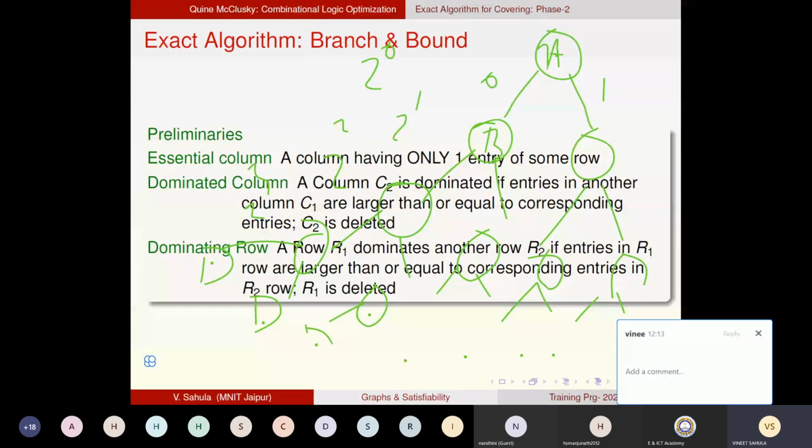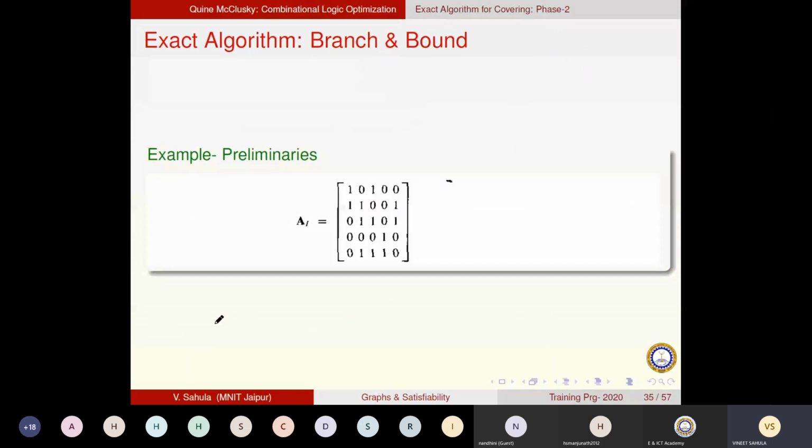But those solutions may be feasible or infeasible. So out of these 16 solutions, 2 to the power 4, I must evaluate each of them and find out whether it is a feasible solution or not. Out of the feasible solutions, I should find a solution where I choose the minimum number of implicants, A, B, C, D. This is a binary tree, and I have to descend down the binary tree and do it exactly. It's called branch and bound.